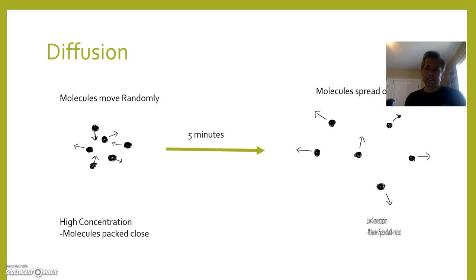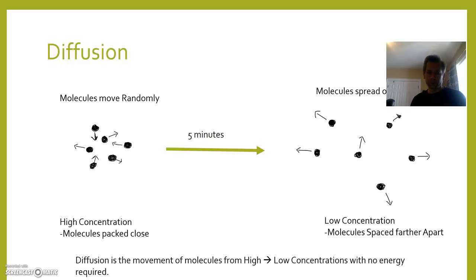And we can see now that the molecules are at what is considered a lower concentration because they're spread out. So that's what we have to think about with high concentration versus low concentration. High concentration means the molecules are really packed close together, but low concentration means they're spread out. This is because of the random movements of molecules bouncing off each other and moving in all different directions.